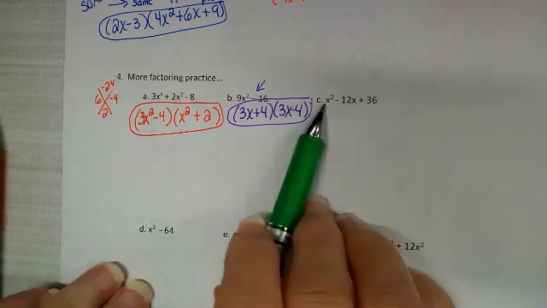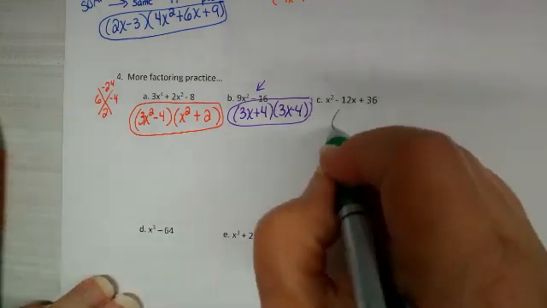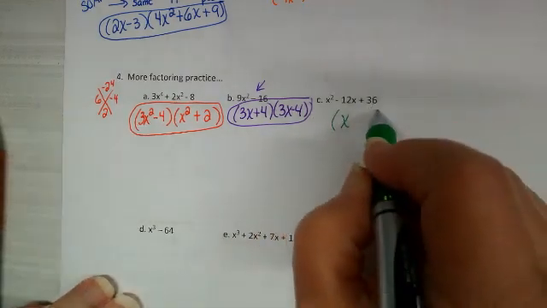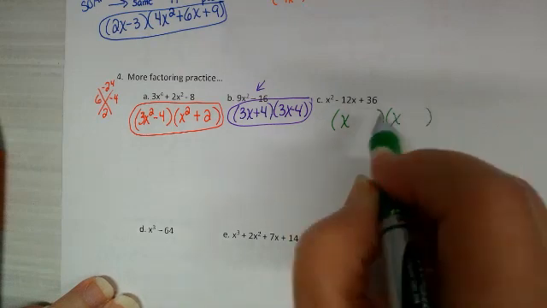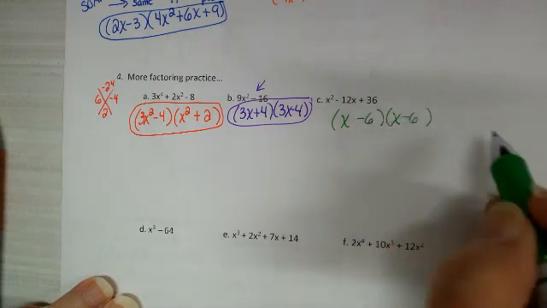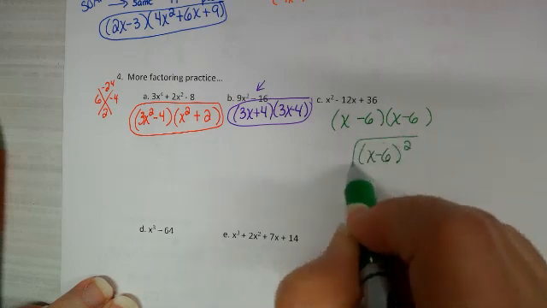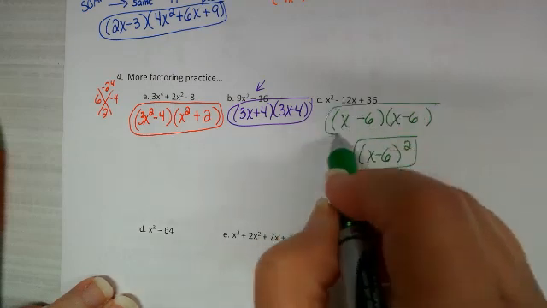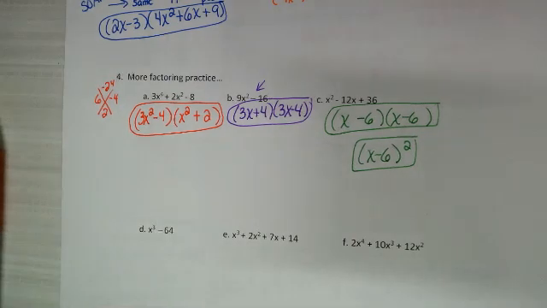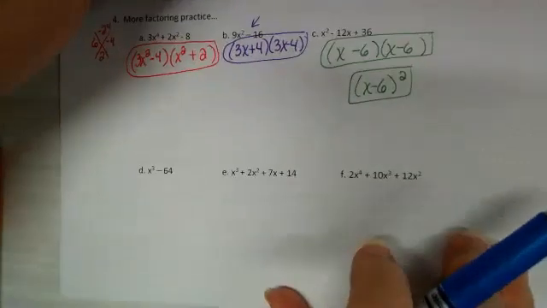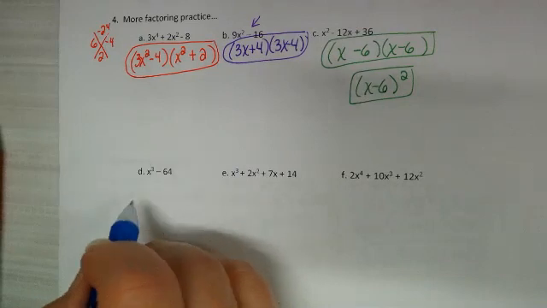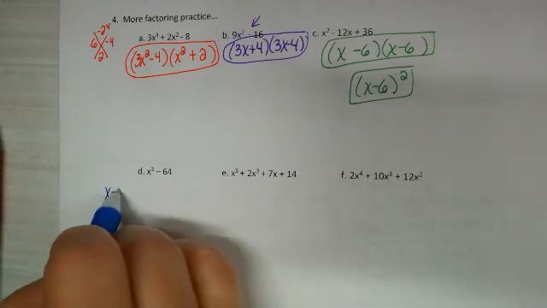All right, this is a regular old quadratic. What are factors of 36 that add up to negative 12? I'm going with negative 6 and negative 6. You can call that x minus 6 squared, or you could leave it as x minus 6, x minus 6. Notice we're factoring. We're not solving. We're not making anything equal 0. We're just factoring.